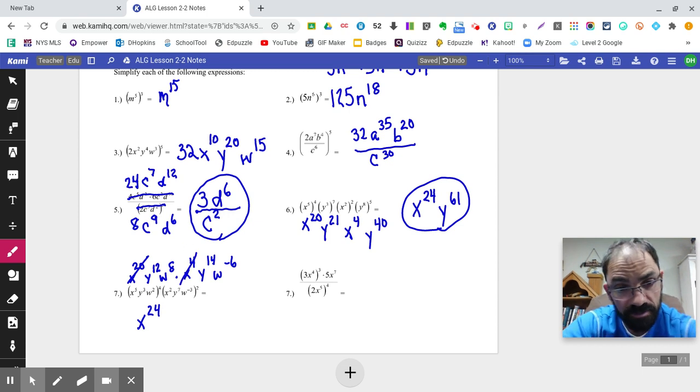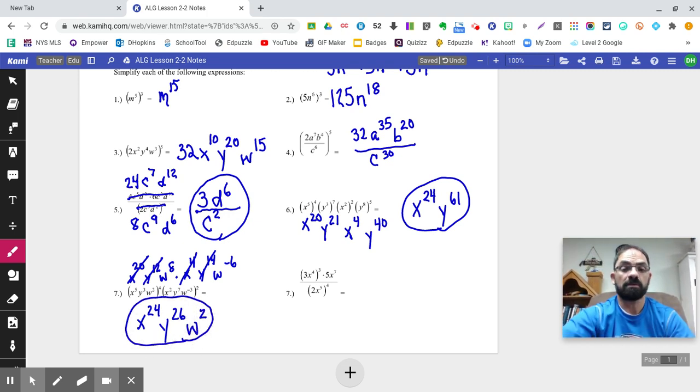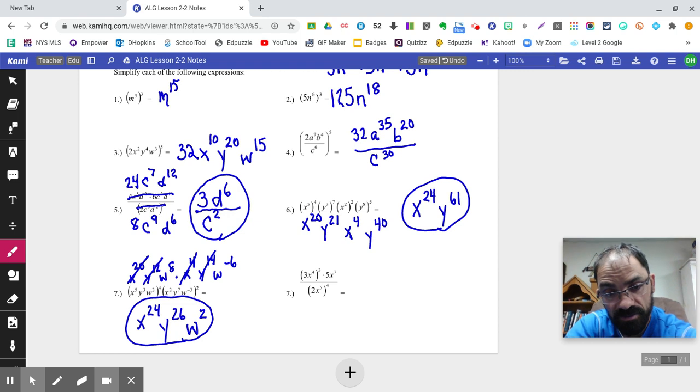So let's just clean up our mess so I don't get confused. Y to the 12th, y to the 14th is y to the 26th. And w to the 8th and w to the negative 6 is w squared. One to go. We're getting there. Okay, so let's do the math on the top.